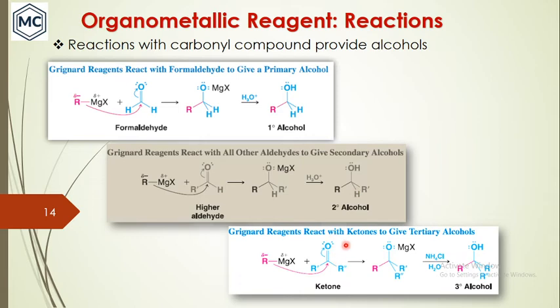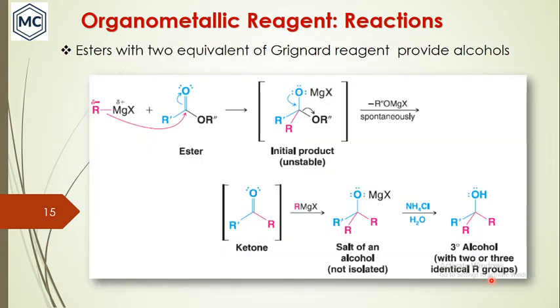And the next one, third one, if you are reacting with a ketone, you get a tertiary alcohol. There is no hydrogen here, so you are getting a tertiary alcohol. The reaction is the same. The nucleophile reacts with the carbonyl carbon, the double bond breaks, and then it forms a complex. Finally it is hydrolyzed with aqueous acid to give the alcohol.